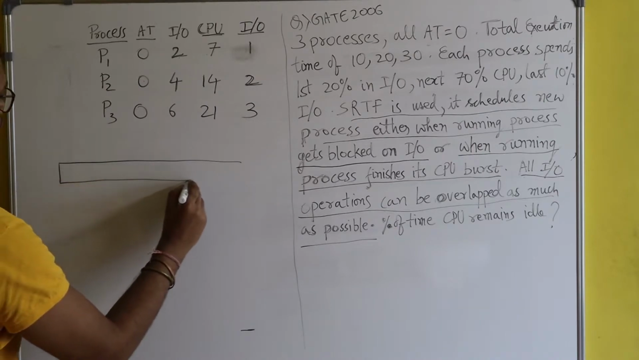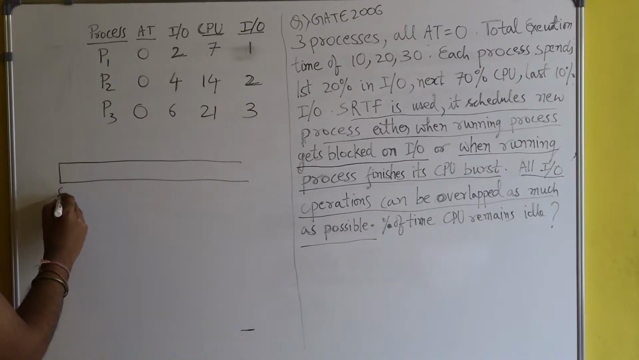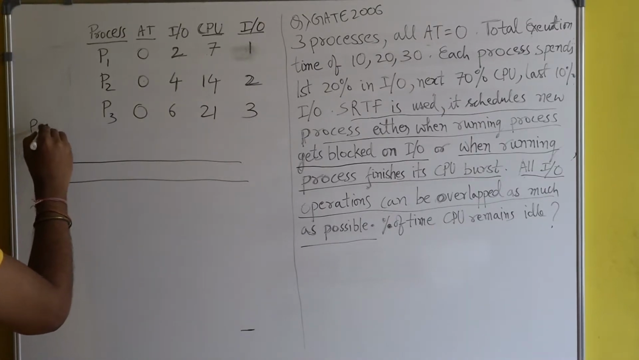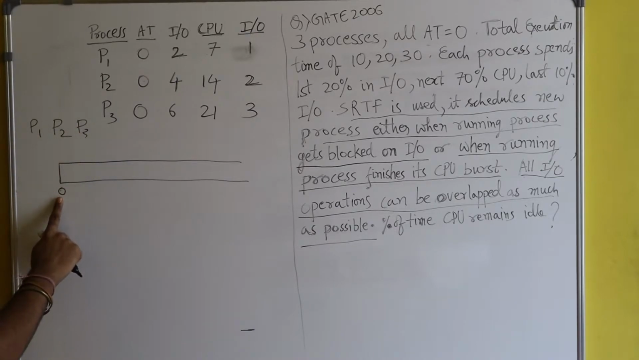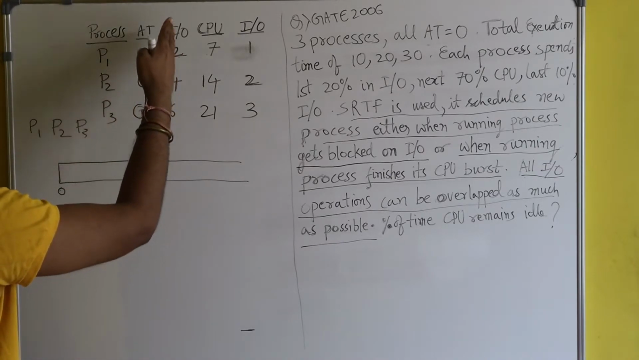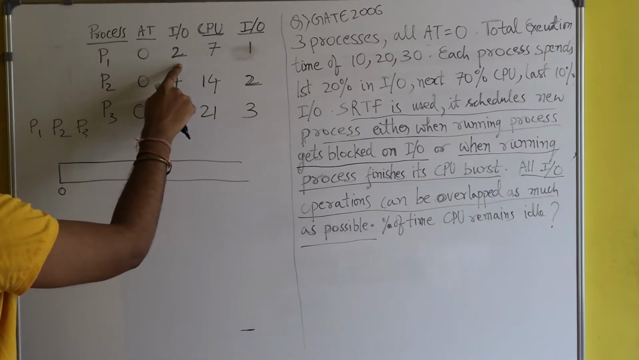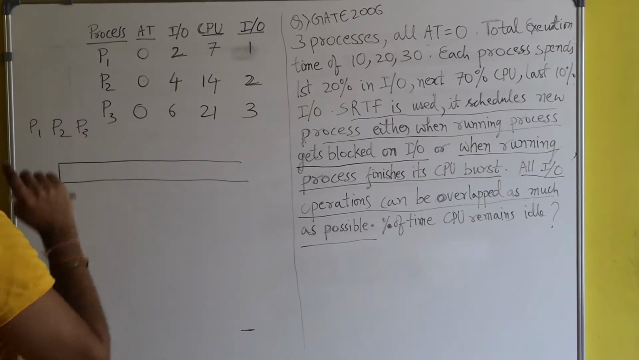Okay, so you see, at time 0 seconds, all the processes have arrived: P1, P2 and P3. All the processes have arrived at the same time. Here it's given that all the processes will execute their IO time first. P1 will execute its IO first, P2 will execute its IO first, P3 will execute its IO first.